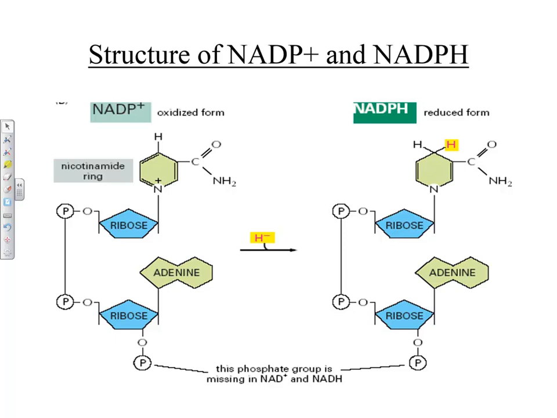It is called an activated carrier molecule because once it's in this state where it has those high energy electrons, it can move about freely in the cell. And then where those electrons are needed, that's where it can go back from NADPH to NADP plus, and be ready to be charged up again with high energy electrons. All this other stuff here at the bottom is not important.